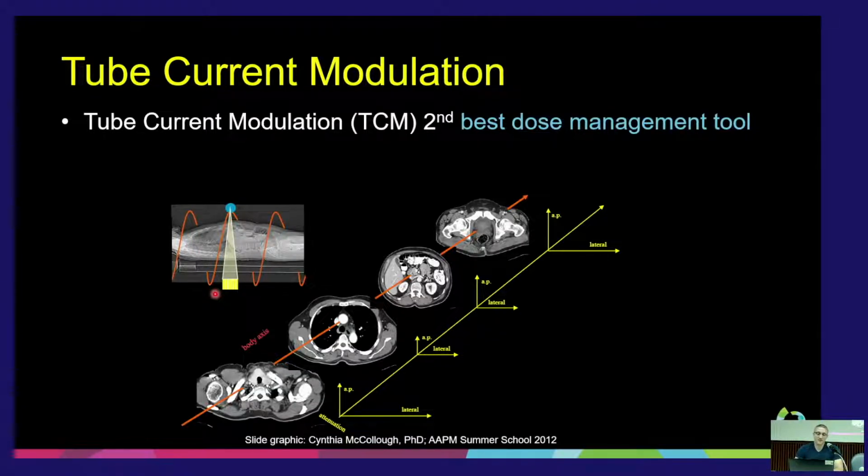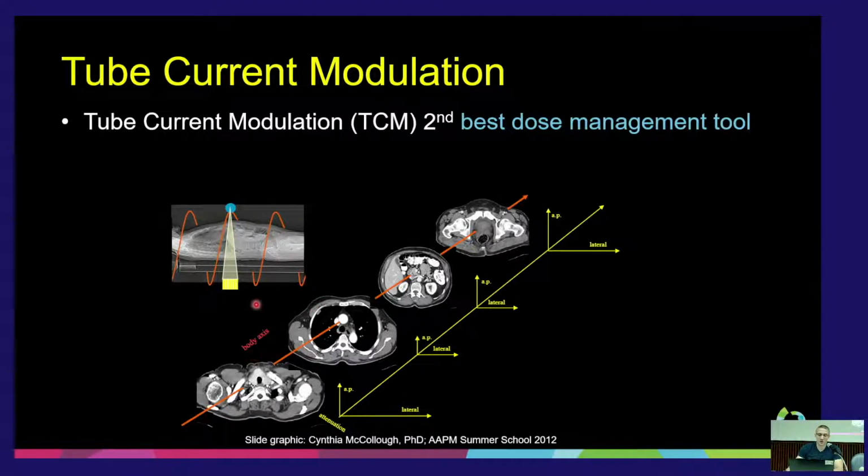All right, so what would be the second, probably most important tool to enhance dose reduction or dose optimization in the clinic? That would be tube current modulation, one of probably the best technologies developed back in the 90s. It gives the scanner the ability to pick how much radiation it uses as it spins around the patient.